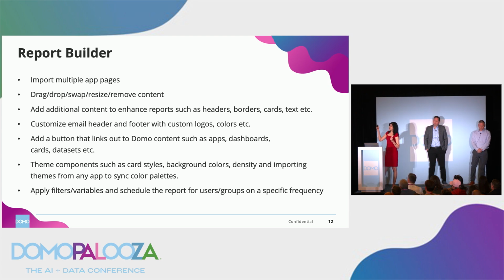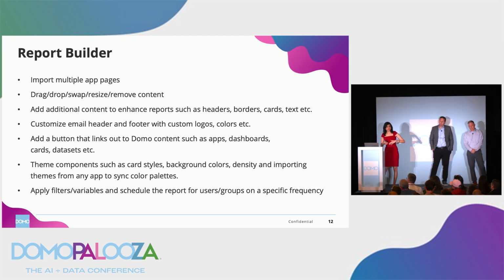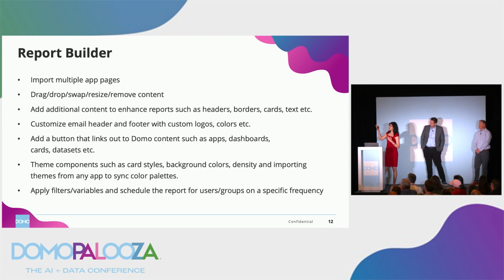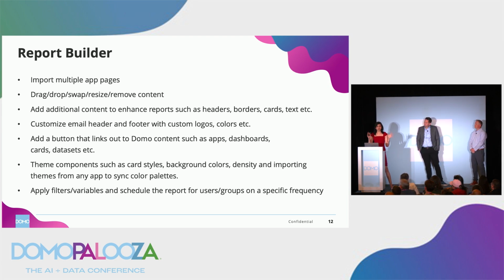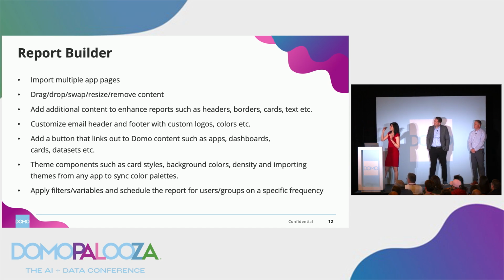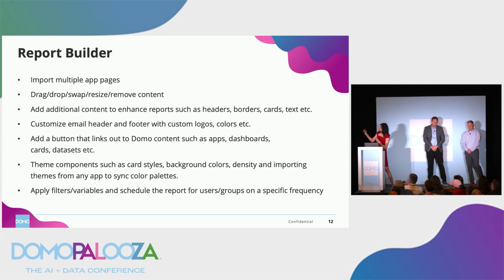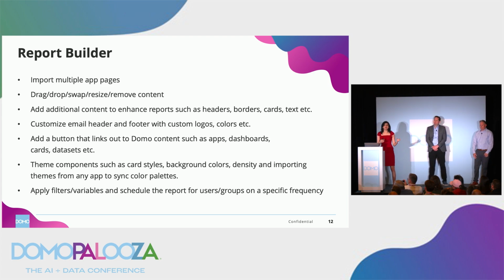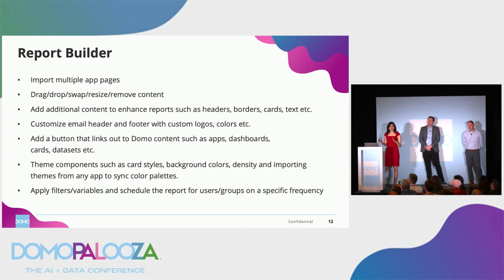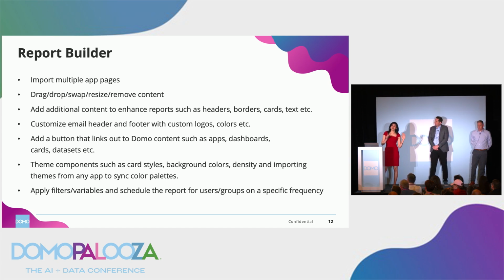So you can extract and import multiple app pages at once. They just get stacked right over vertically in your report. You can drag, drop, swap, resize, remove content just like you would in your App Studio layout. So it's just taking the similar editing platform and applying it to your Report Builder. You can also drag and drop additional content. So if you want to drag a header, a border, add in cards, text that do not apply to your app, you can add that specifically to your report, and that will not change anything in your app specifically. That will just be specific to the report.